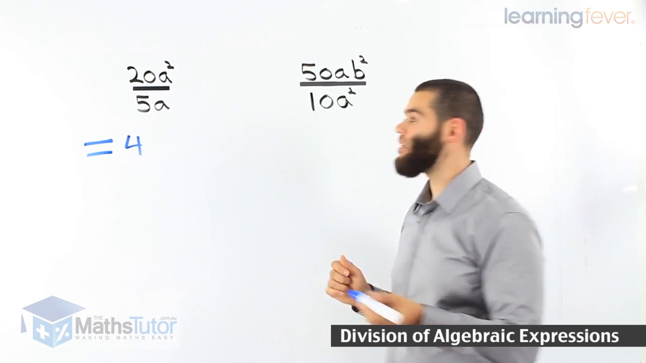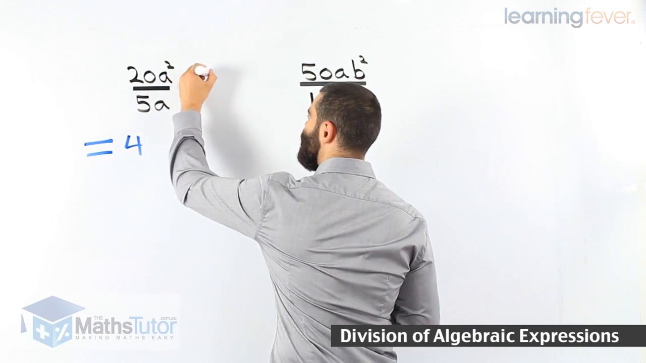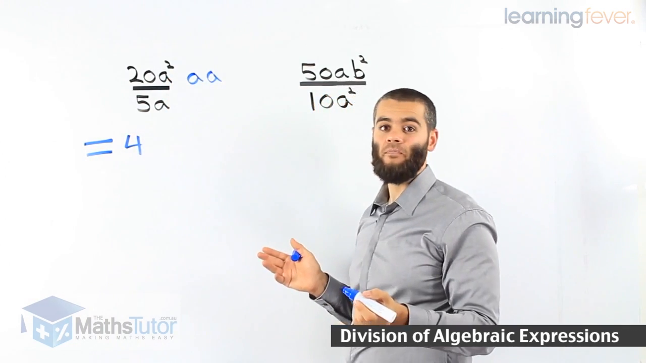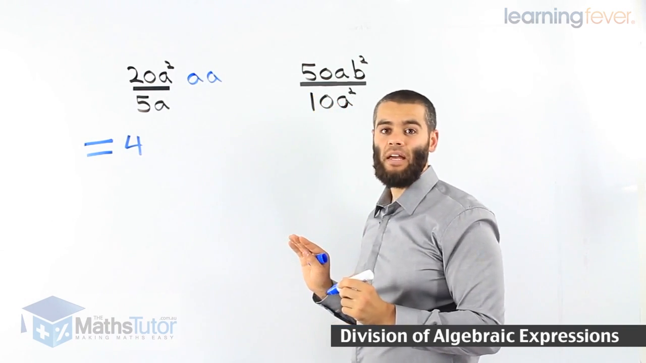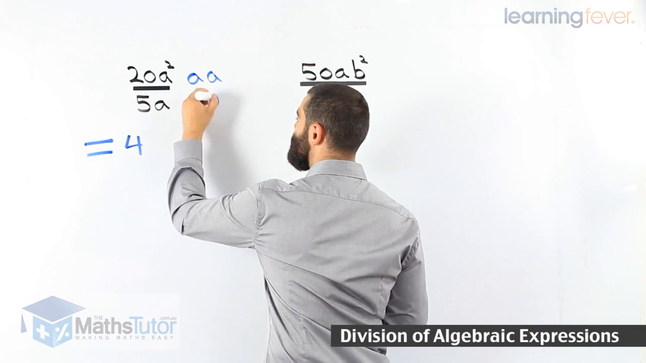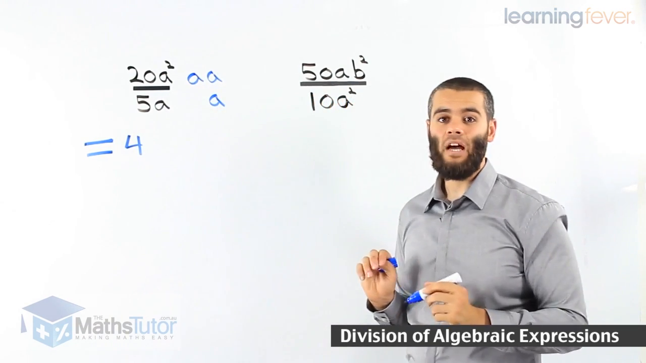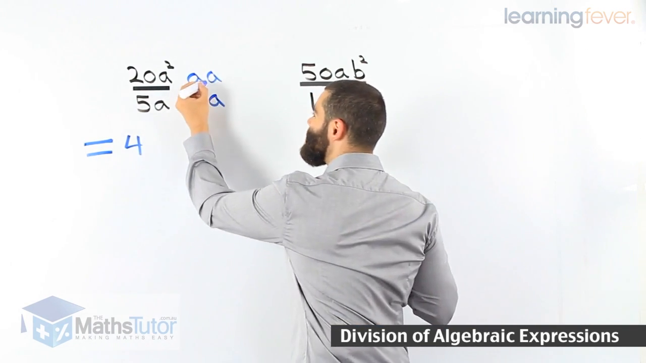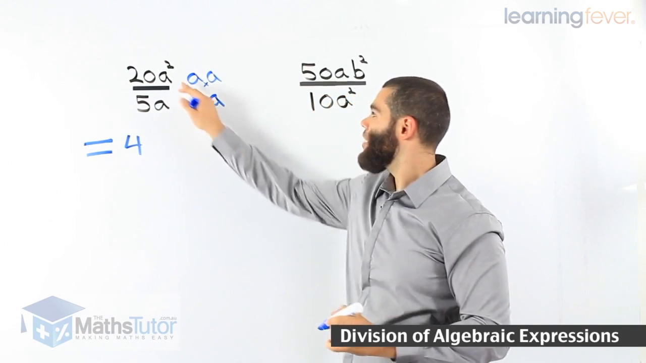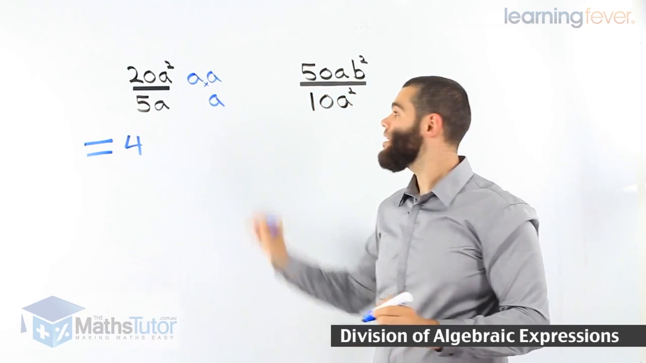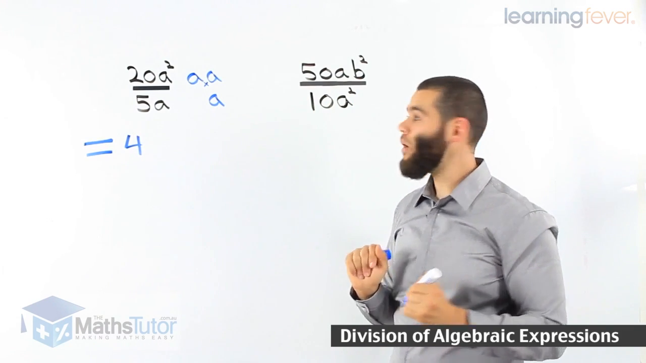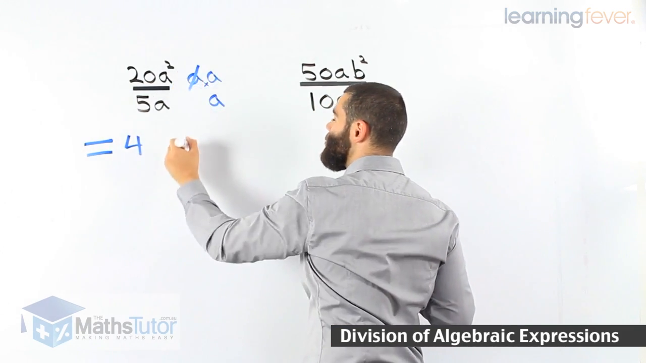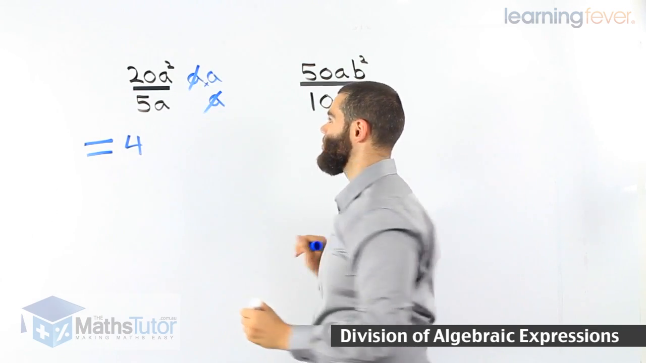What does a squared mean? It means a and a, which is a times a. So we have two a's on top, a times a, and we have an a on the bottom. If we break it up, a squared is really a times a, and on the bottom we have an a. So how do we cancel out? One a from the top will cancel with one a from the bottom.